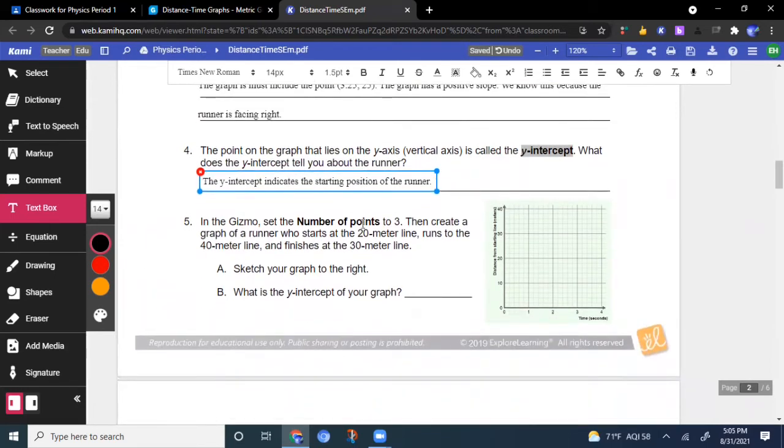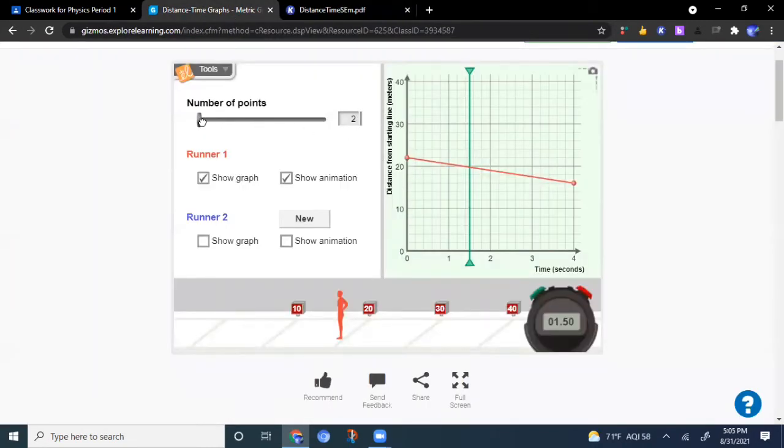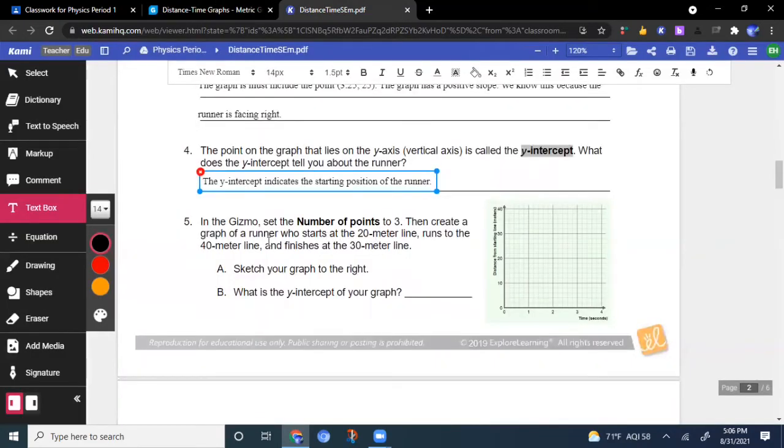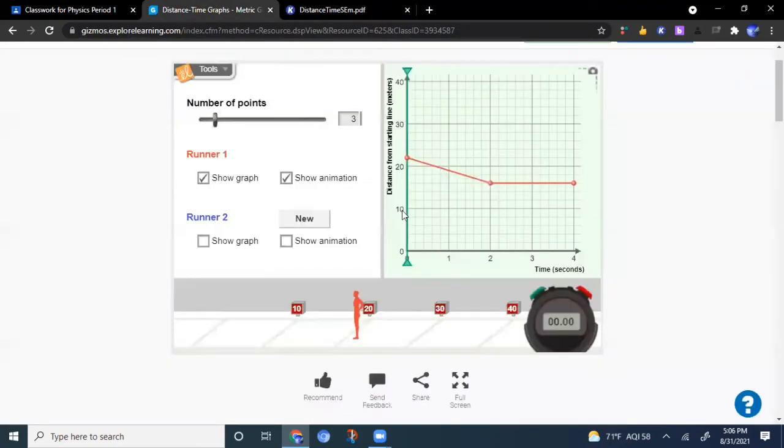Now for part 5, we're going to set the number of points to 3, and then we're going to create a graph where the runner starts at the 20-meter line, runs to 40, and finishes at 30. So number of points to 3. We're going to start at 20, run to 40, end at 30. Looking like this. Let's create this graph.